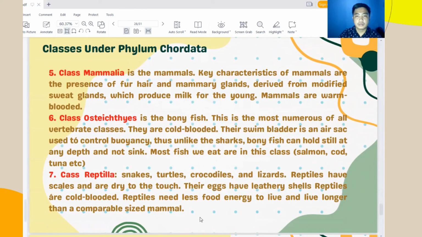Number 7, class Reptilia. Snakes, turtles, crocodiles, and lizards. Reptiles have scales and are dry to the touch. Their eggs have a leathery shell. Reptiles are cold-blooded. Reptiles need less food energy to live and live longer than comparable-size mammals.